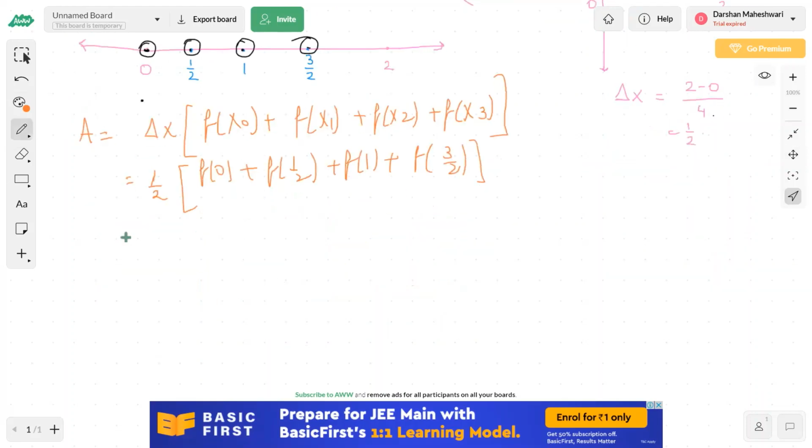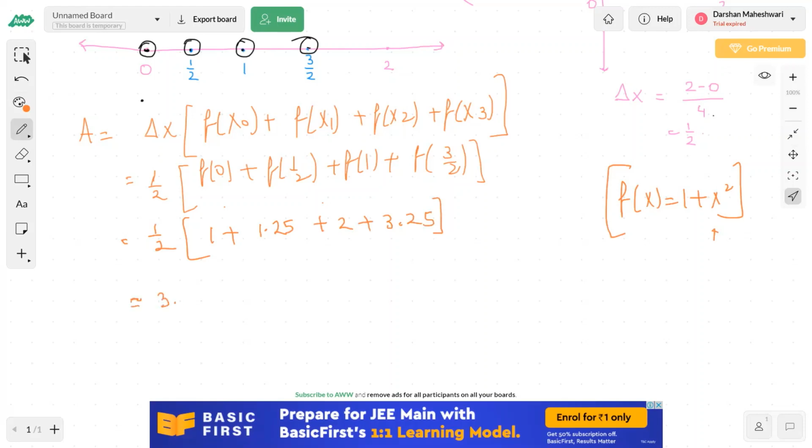So let's simplify this further. How are we going to find all this? We know the value of f(x) as 1 plus x square. So for f of 0, we place 0 instead of x, so we get 1. For f of 1 over 2, we place 1 over 2 instead of x. So likewise, we are placing all the values, and this is what we get. This is just a calculation part. So the approximate value of the area which we get in this case is 3.75.